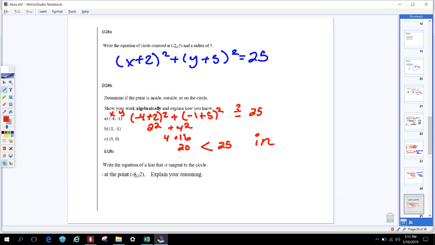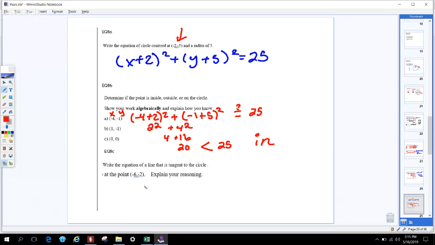Ma'am. Will it ever be like the plugging for X or Y? Yep, it'll say. Yeah, it might give you the center. So that's actually where this came from, is they gave us the center here. So first we got the formula, then we plug this stuff in.